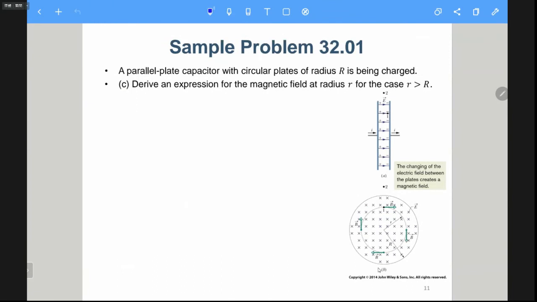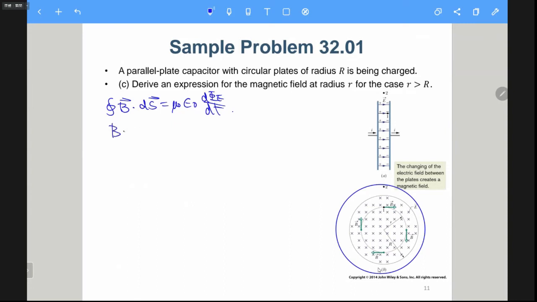So for part C, find the expression when r is larger than capital R. So now the Amperian loop is outside. Maybe I can draw it better using this one. Okay, like this. Here we're still using Maxwell's law, mu naught epsilon naught d phi E dt. We're still using similar things: B times 2 pi r equals mu naught epsilon naught, so we should have phi E to be E times A. But here, the A is not the whole thing.